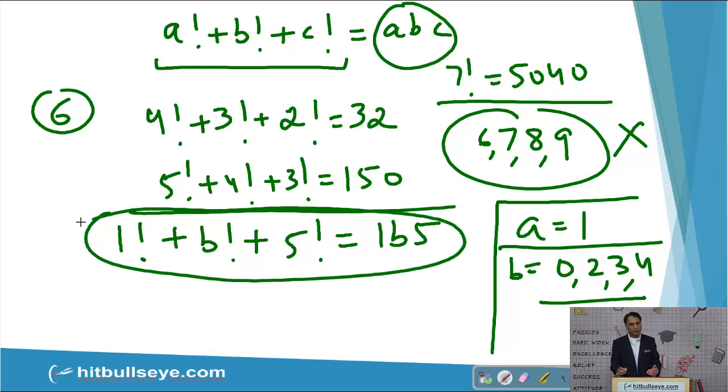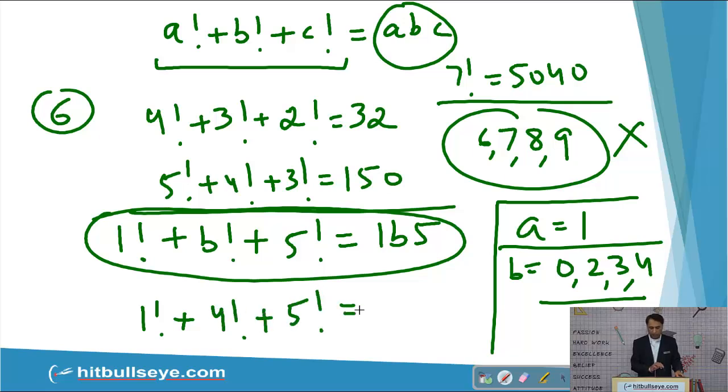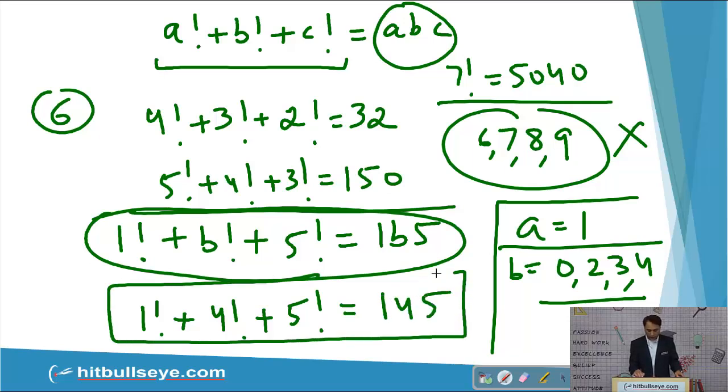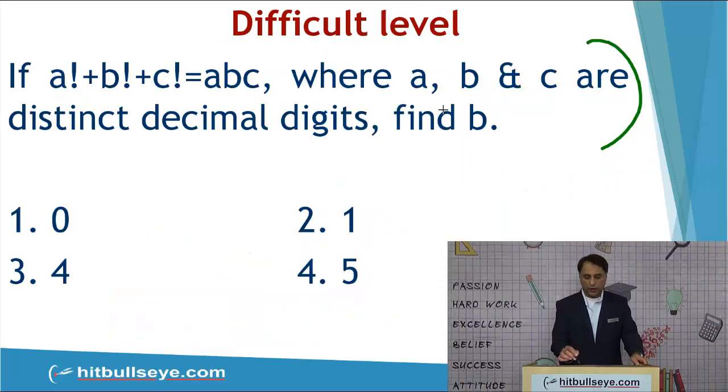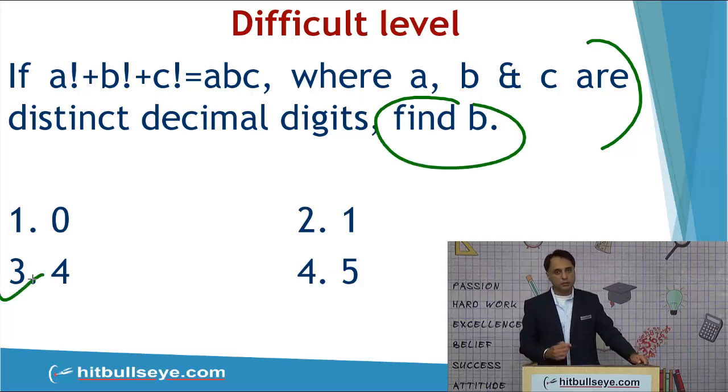So what is required of you now is to just plug in these values and see which one satisfies the equation. So you will find that only 4 is able to satisfy this equation, which therefore becomes 1 factorial plus 4 factorial plus 5 factorial, which is 145. So this is the equation which gives you the values of A, B and C as 1, 4 and 5 respectively, and you're able to understand that the question requires you to find the value of B. Therefore the answer is option number 3.